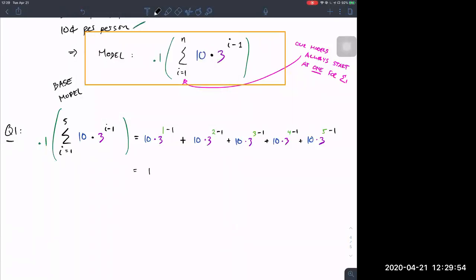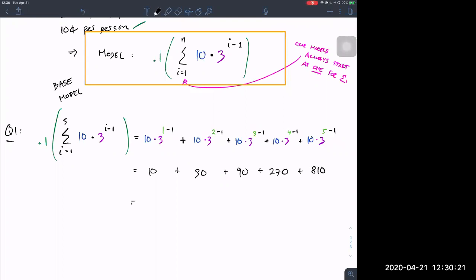So this is going to be 10 here. And this is going to be 10 times 30. And then 30 times 3, this should be 90. And then 3 to the 3 is 27, so that should be 270. And then this I can't do in my head. 10 times 3 to the 4th, which is 810.